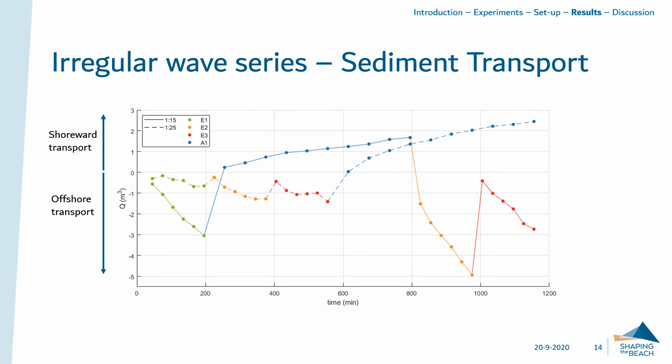Here we can see the bulk sediment transport of the irregular series, represented by Q on the y-axis. The bulk sediment transport is the sum of the sand transport rates of a profile, in which positive Q indicates shoreward sand movement and negative indicates offshore movement. We can see that while for 1 in 15 the sediment transported during erosive high energy waves is more than double that in 1 in 25, the sediment transported during the accretive wave is higher for the gentler slope than for the steeper slope.